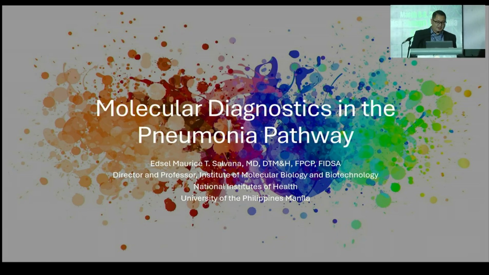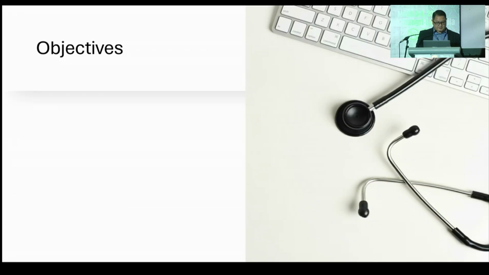So I'm going to talk about molecular diagnostics in the pneumonia pathway. And there's a lot of this, obviously. So what I'm going to do is really just talk about the most common ones, and maybe the one that you're going to encounter most likely in your clinics, which is right now, I think, BioFire is what a lot of people are seeing. But we'll talk a little bit about the other panels as well.